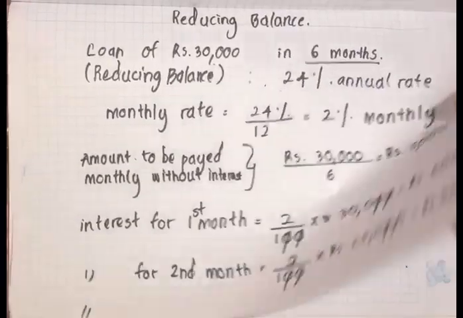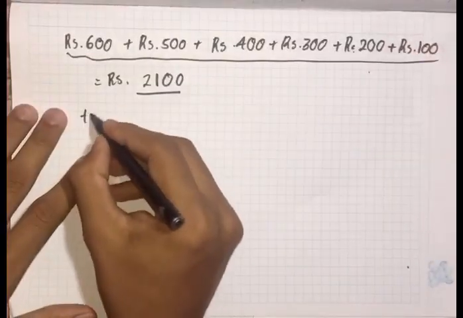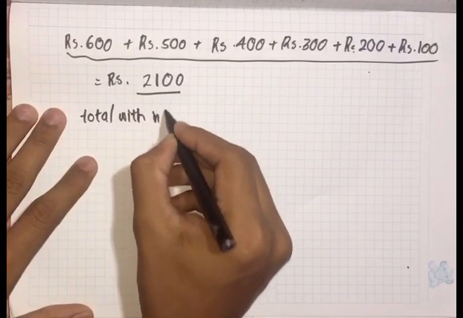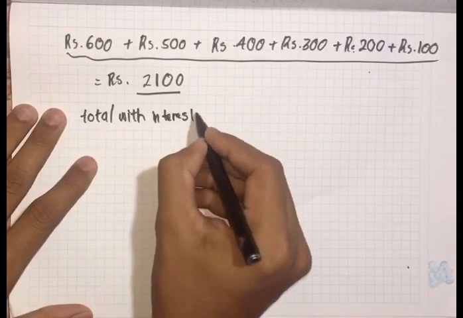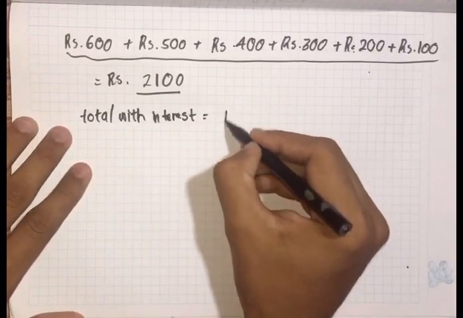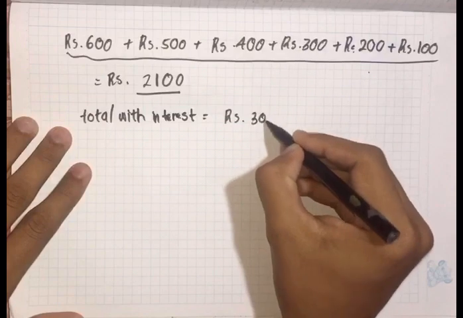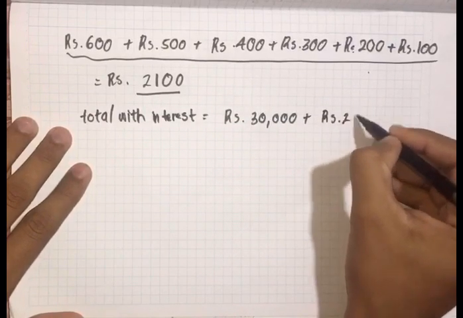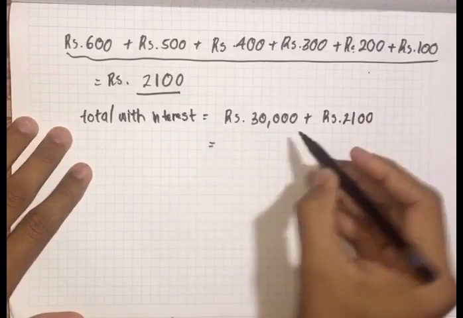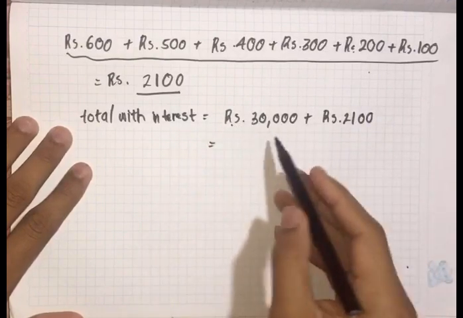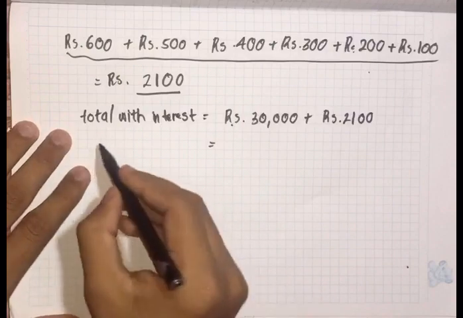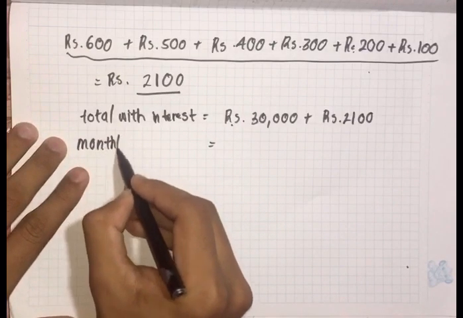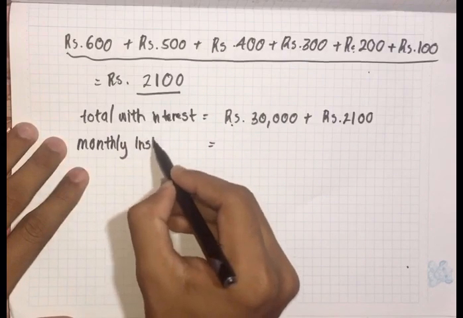Total amount he has to pay is 30,000. Therefore, total with interest. Total with interest. How much is it? Total with interest will give you 30,000 plus 2,100, and then this total you have to divide, and then okay, this is the total. Now we'll say monthly installment. Monthly installment.